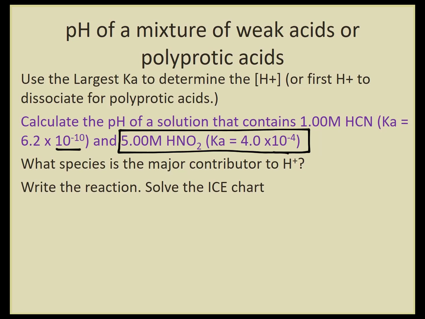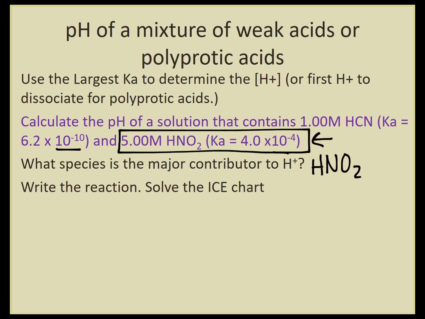and so that is going to contribute to the most hydrogen ion. This hydrocyanic acid is pretty weak. It's almost close to water. So remember, water's Ka or Kw, it would be 10 to the minus 14. The water and the hydrocyanic acid are not going to contribute much to the hydrogen ion concentration. Instead, we're going to focus on this nitrous acid.